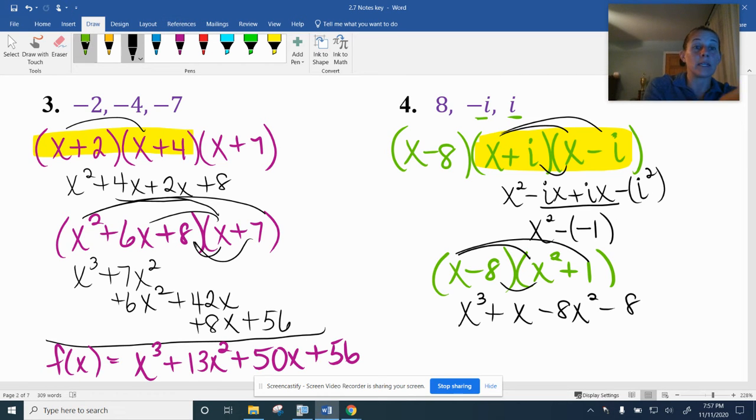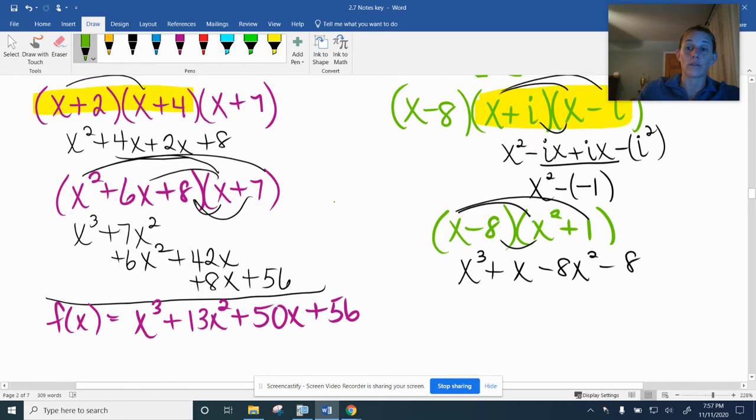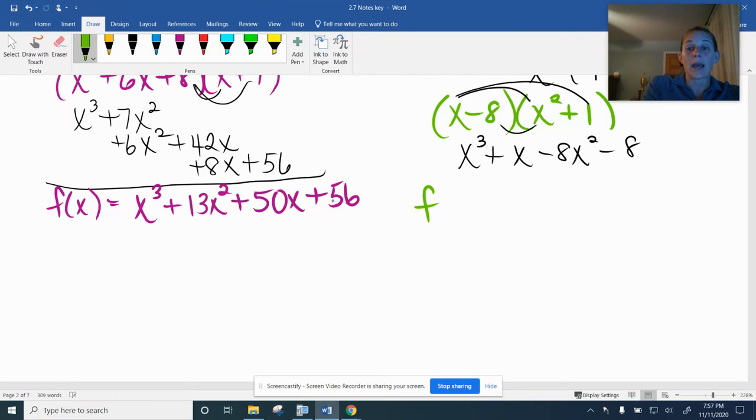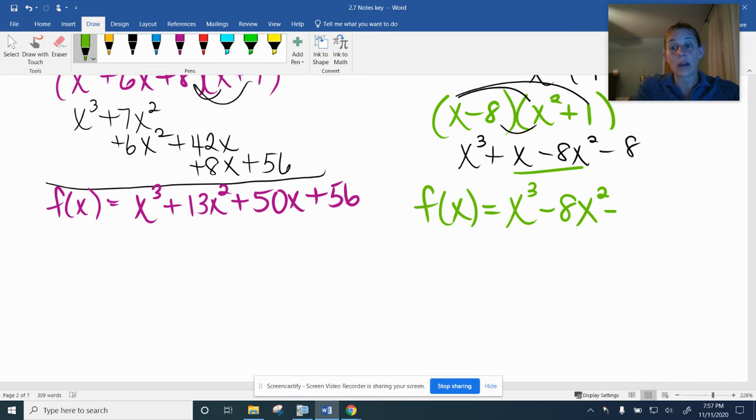But of course, you need to put this answer in standard form. So we have to make sure that we reverse those 2 in the middle because it happened that the way I did it, they didn't line up the right way. So I'm going to put my cubic term first, followed by the minus 8x squared plus x minus 8.